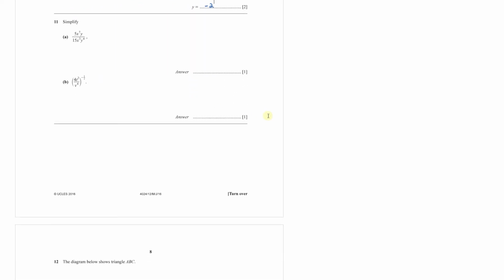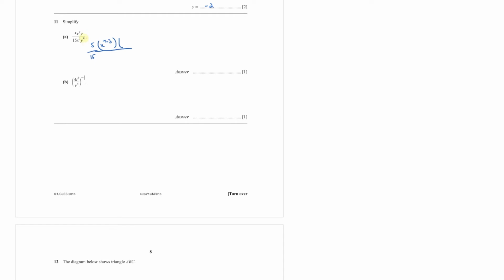Question number 11 is to simplify these fractions. We see that we have x and y in the numerator and x and y in the denominator. So you can use the law of indices to write it as 5 by 15, and then use x to the power 7, and since you're bringing this up into the numerator, you will subtract the powers of x, and then similarly you will do the same for the y as well.